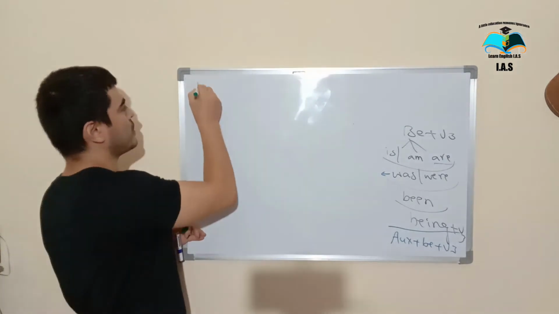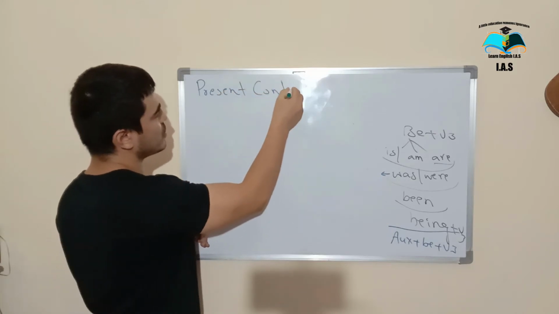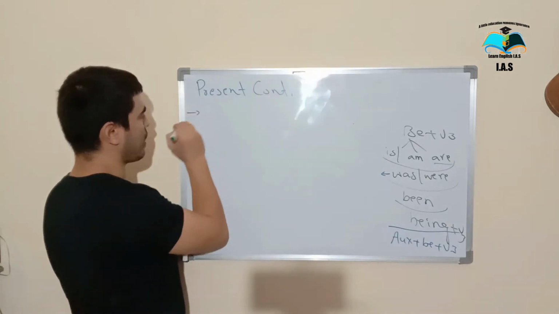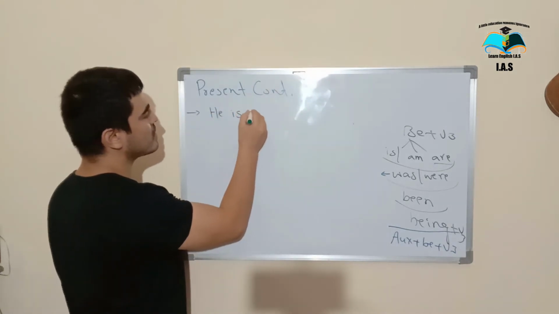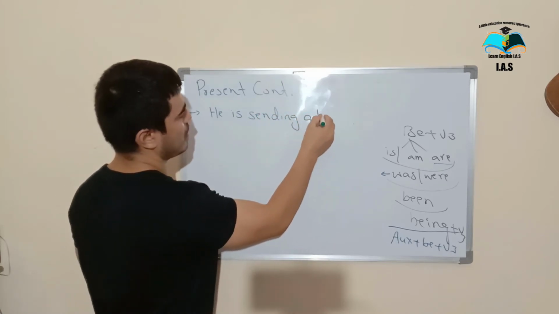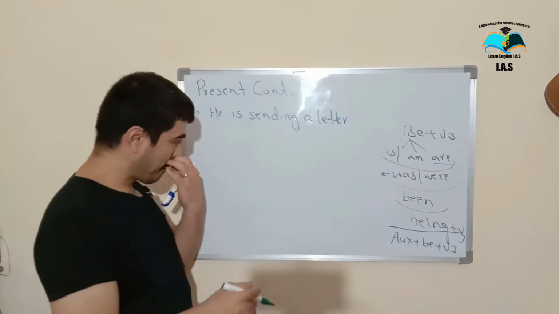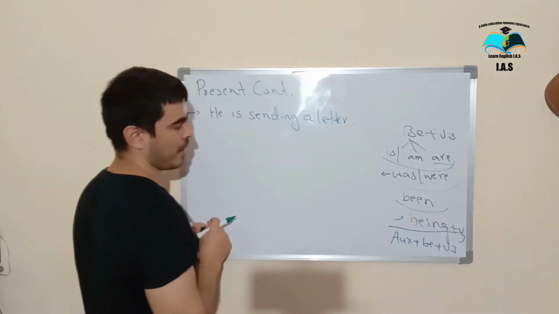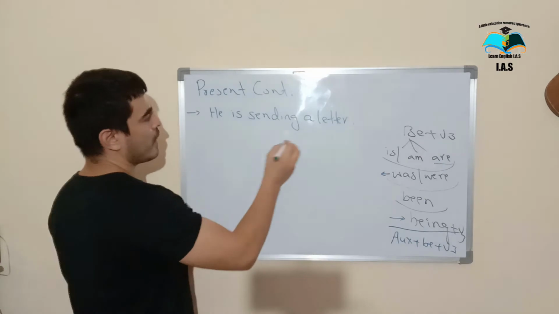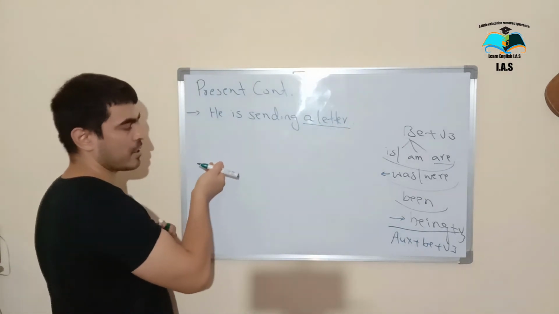Let's talk about the present continuous. Present continuous tense. How can we change a present continuous tense? First example. He is sending a letter. Remember the structure? Being plus verb 3. This is the structure we are using. Again, the same thing is happening here.